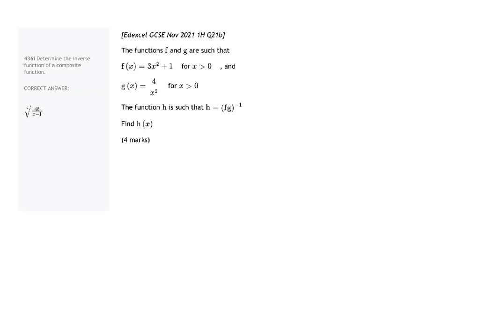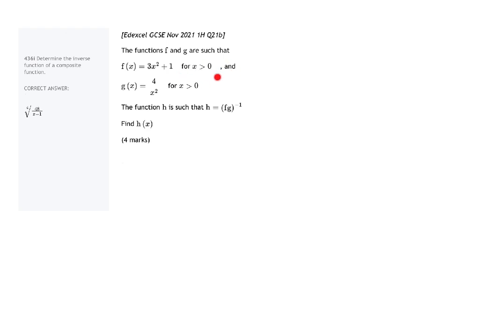Here we have a question involving the inverse function of a composite function, and it's a typical GCSE or IGCSE style question. So we are given two functions, f of x being 3x squared plus 1, with a limitation that x must be greater than 0, and g of x being 4 over x squared, and again x being greater than 0.